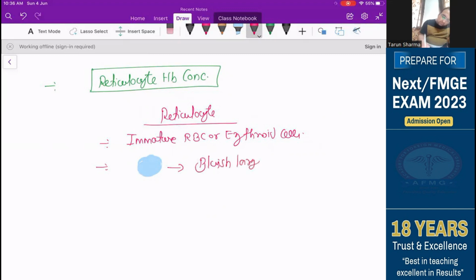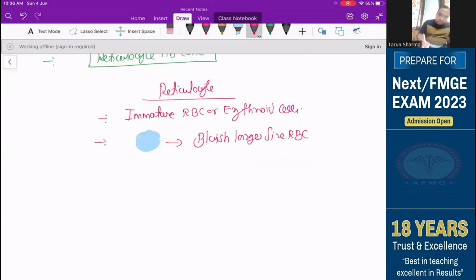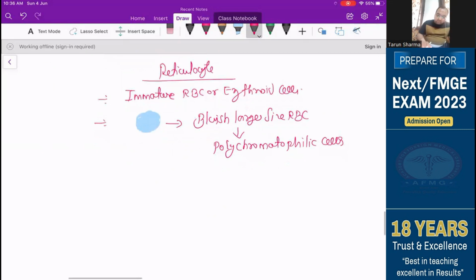large size RBCs in peripheral blood are called polychromatophilic cells. Okay, they are the reticulocytes. But on a peripheral blood smear, you can call these cells polychromatophilic RBCs. You cannot call them reticulocytes.